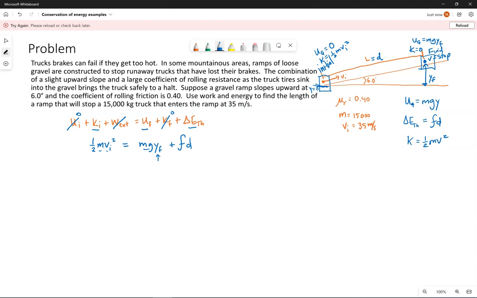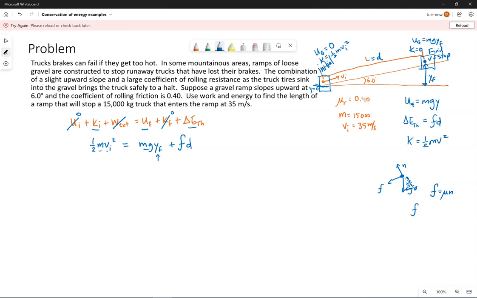The force of friction comes from knowing that friction is mu times N. If we draw our little free body diagram, we know the normal force is going to balance out with this mg cosine theta part of gravity.